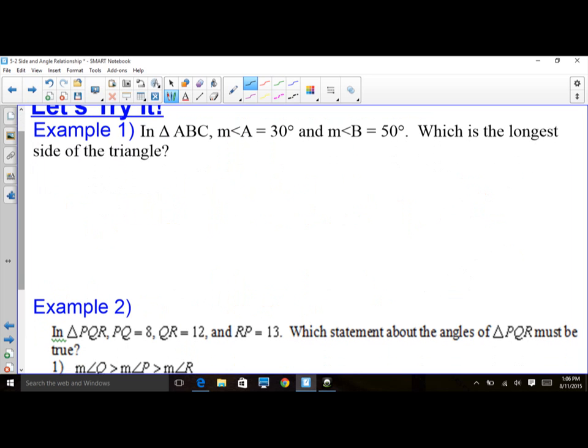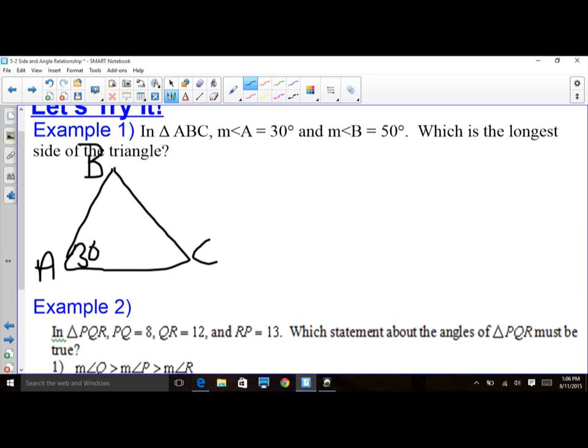So in example 1, triangle ABC, the measure of angle A is 30 and the measure of angle B is 50. If you know me, you know I want you drawing this. So this is A, B, C as our triangle. Just get a sketch going. A is 30, B is 50, and they give us angles, but they are asking about sides. They want to know what is the longest side of the triangle. Well, something I do know, and I know I can solve for, is that all triangles are 180. I know that 30 and 50 together are 80 degrees, so that leaves C to be 100 degrees.